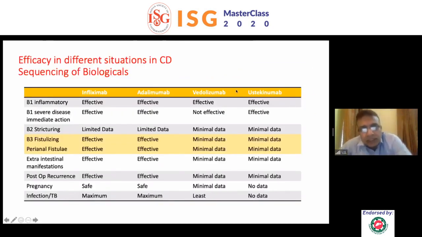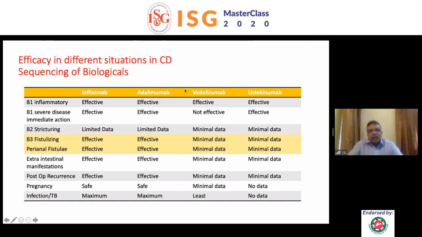Now, I have put the same table out there, which I showed you, except that I have put in two additions here: B3 fistulizing as well as perianal fistula. What do you find out here? For infliximab and adalimumab, we still have data. We do not have data for vedolizumab and ustekinumab. If you look at post-operative recurrence, again the same thing. Vedolizumab and ustekinumab, no data, or minimal data, I would say.